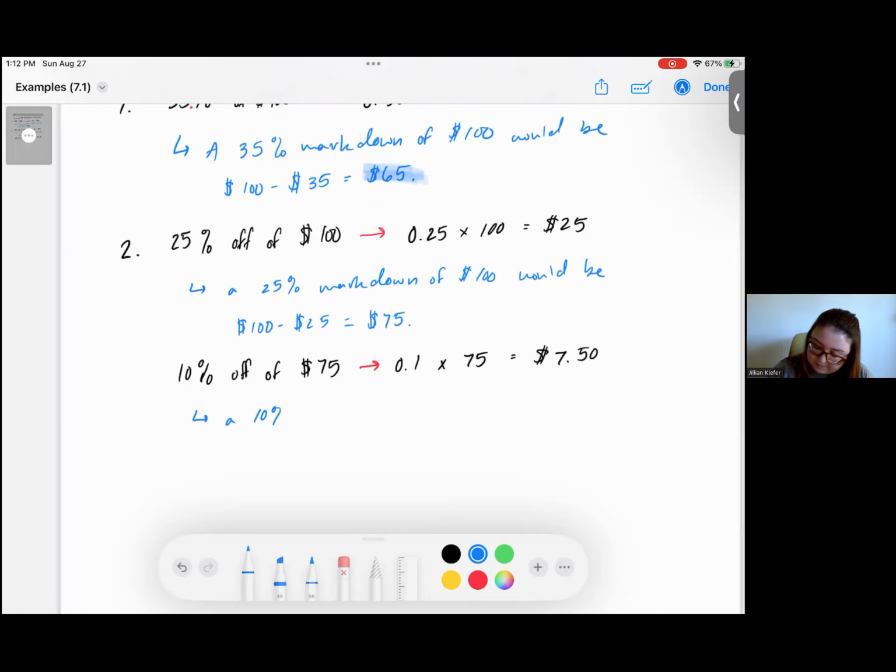So a 10% markdown of $75 would be $75 minus $7.50. So we subtract that from $75, and $75 minus $7.50 ends up giving us $67.50.